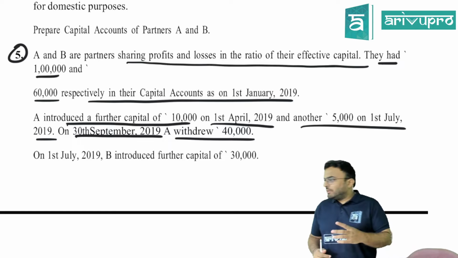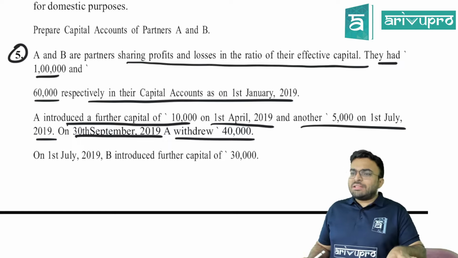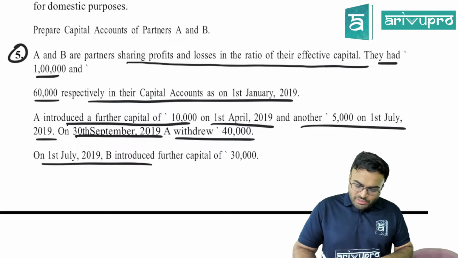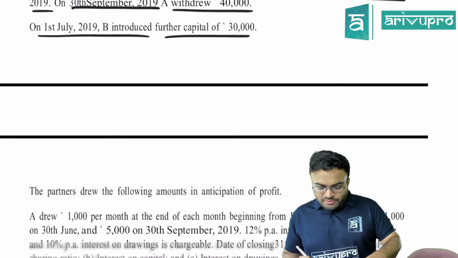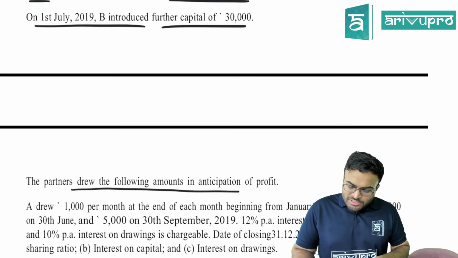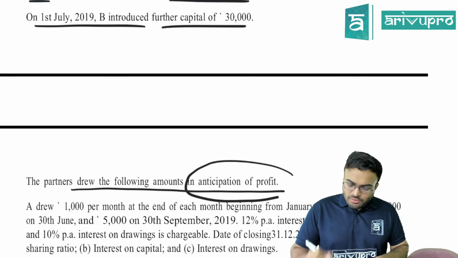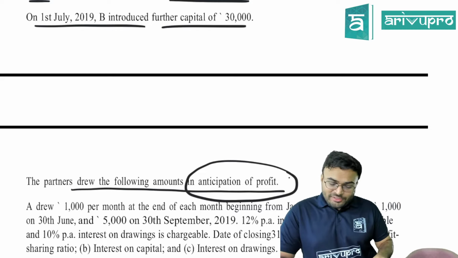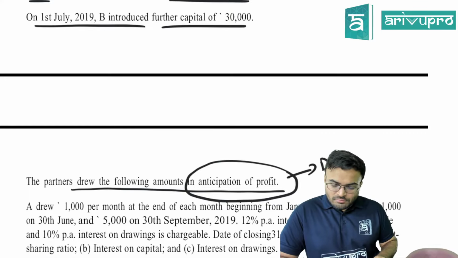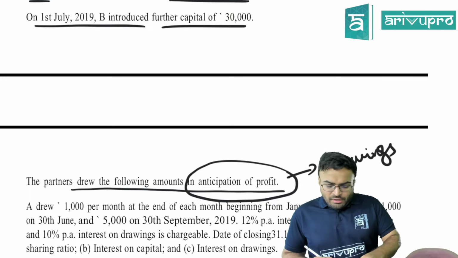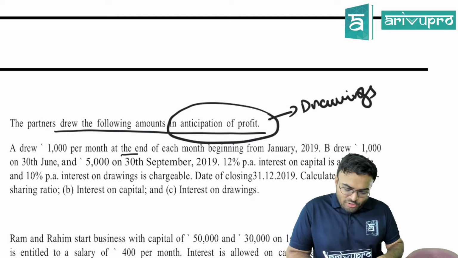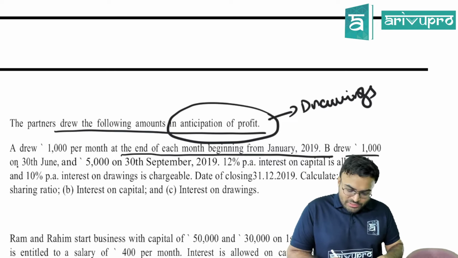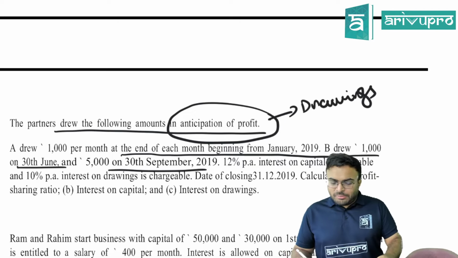Can you see what is happening? Okay, he is putting some capital, removing some capital. Then on 1st July 2019, B introduced further capital of 30,000. The partners drew the following amounts in anticipation of profit. What is this? That means this is drawings. A drew 1,000 per month at the end of each month beginning from January. B drew 1,000 on 30th June and 5,000 on 30th September.